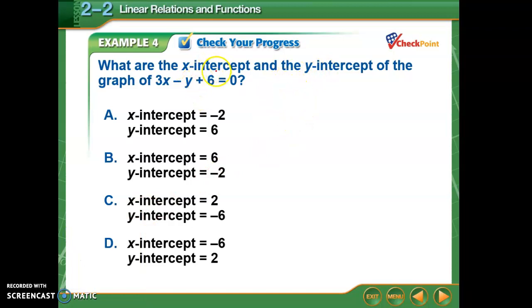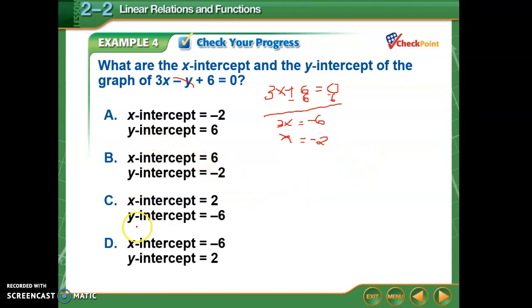So for the x-intercept, we're going to find the value of x when y is 0. So this cancels out. So that becomes 3x plus 6 equals 0. So subtract 6 both sides. So that will give you 3x equals negative 6, divided by 3. So x equals negative 2.